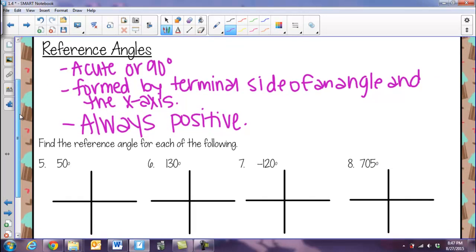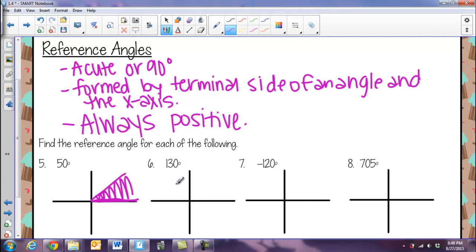So let's talk about what the reference angle even means. It says find the reference angle for each of the following. Well, 50 degrees is acute, it's less than 90 degrees. If I draw it in here, this would be my angle. Remember, it goes up from the x-axis. So the angle that I'm looking at over here would be my reference angle. 50 degrees is the reference angle. It starts on the x-axis, it's an acute angle, and it's formed by the terminal side of the angle and the x-axis.